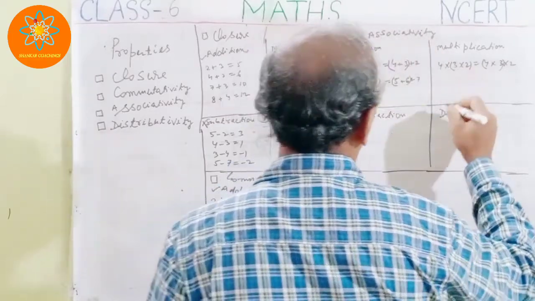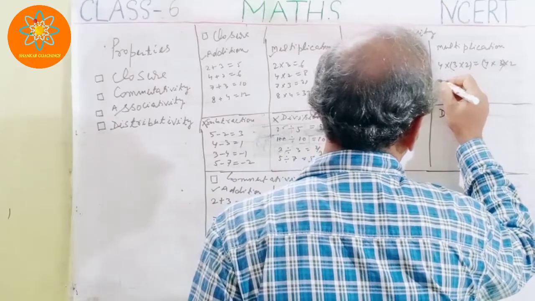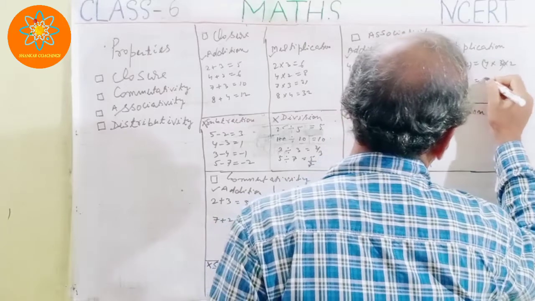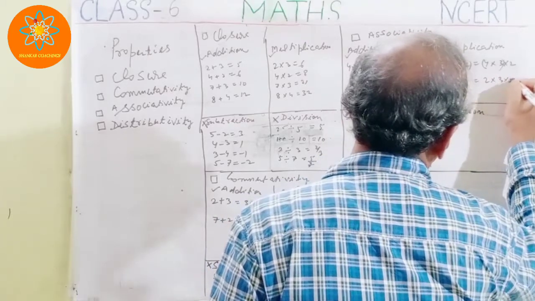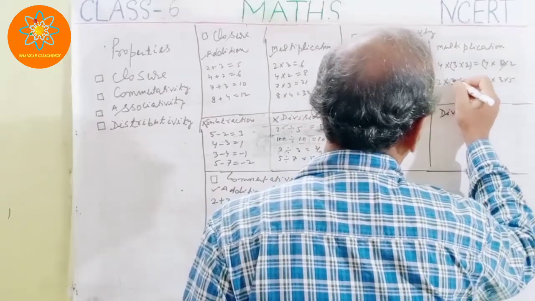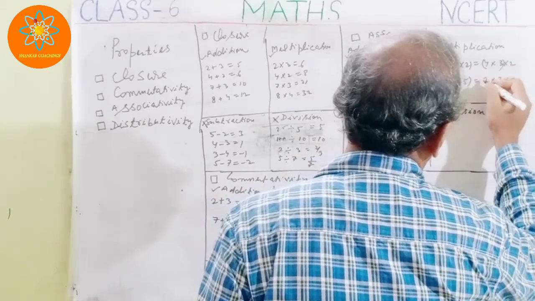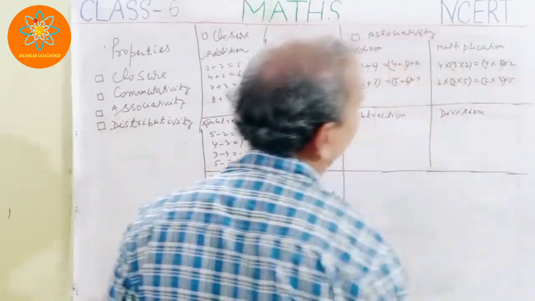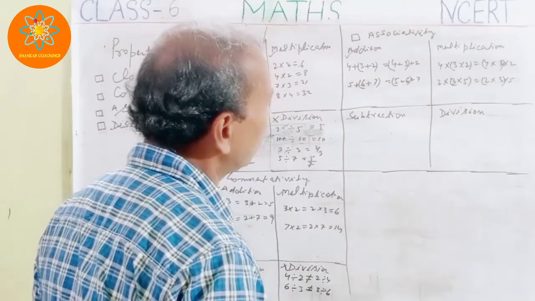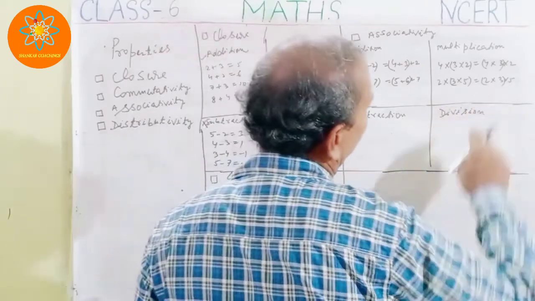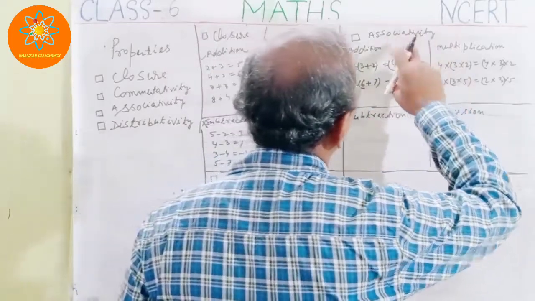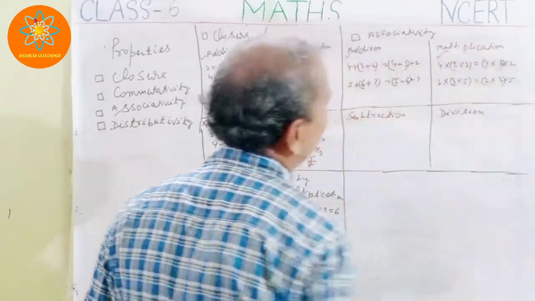Now I am taking another one. I am taking 2 into 3 into 5. I am taking one bracket in this way and then one bracket in this way. So 5 into 3 is 15, 15 into 2, 30. 3 into 2, 6, 6 into 5, 30. So for multiplication, the associative property is true.